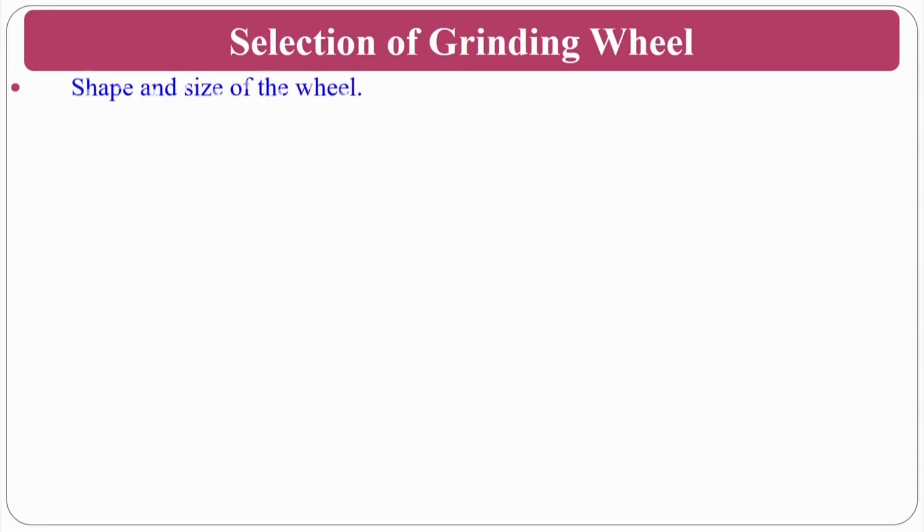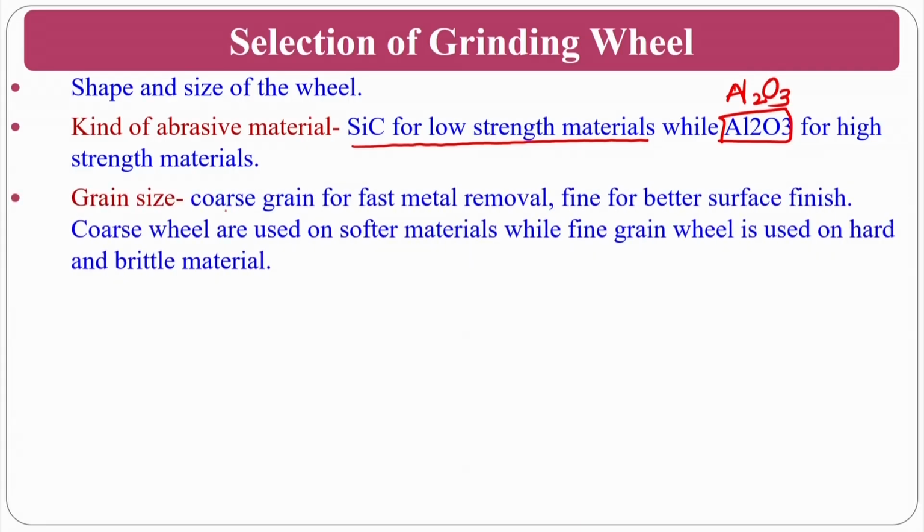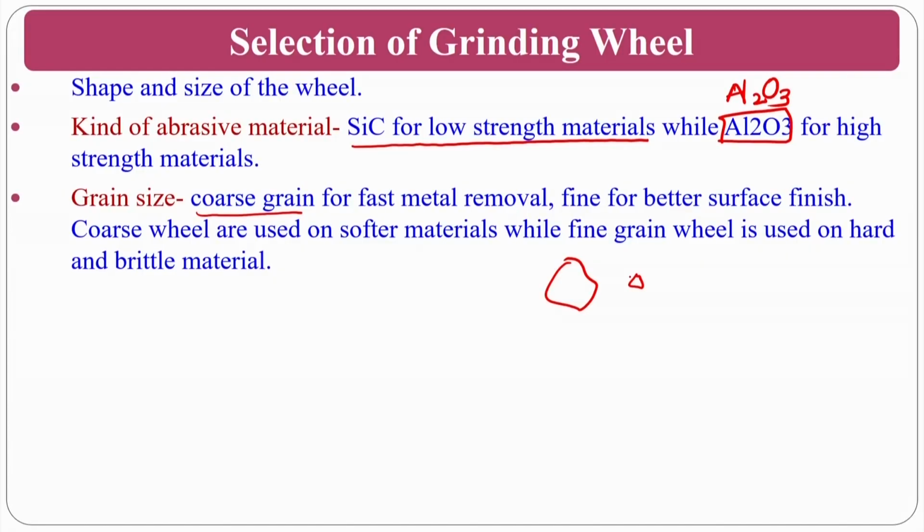Selection of the grinding wheel: normally shape and size of the grinding wheel, kind of abrasive materials. Normally SiC for the low strength materials, while Al2O3 for high strength materials. Grain size: coarse grain size for fast material removal. Assume that coarse grain size means I have a bigger particle. So, bigger particle means it can remove more material. Okay. Fine particle or a super fine particle will be a small particle. So, this will remove very little material.